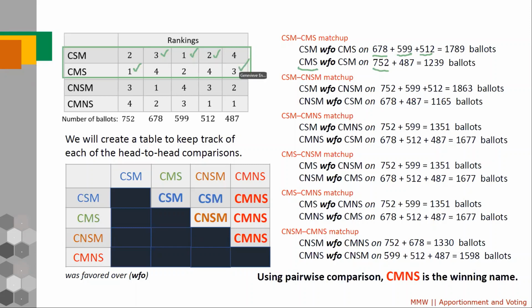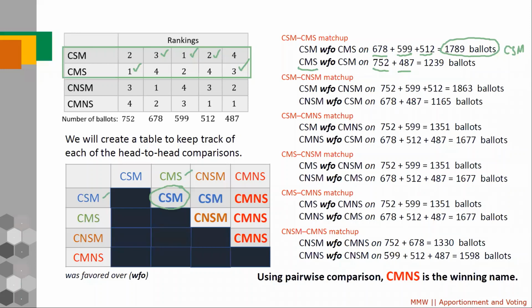So, if we total the number of ballots between CSM versus CMS, inside the two, CSM wins. So CSM is placed here, because between CSM and CMS, in the head-to-head, CSM won.